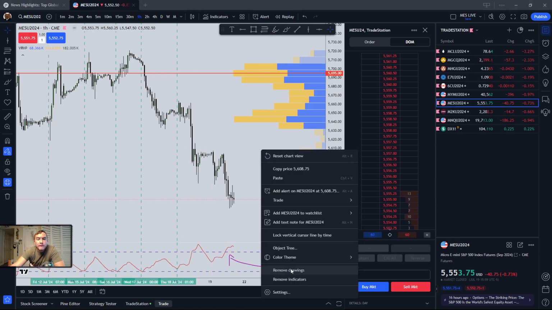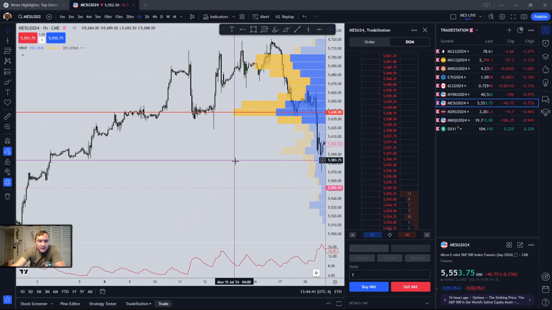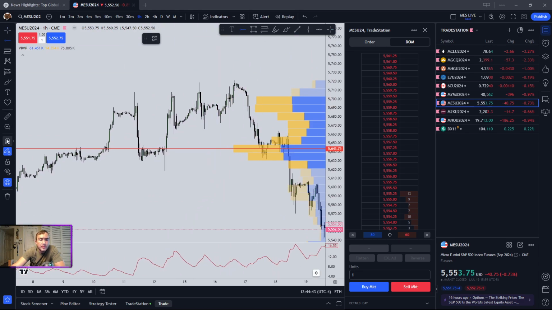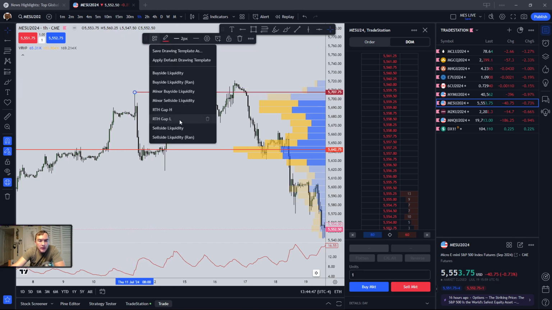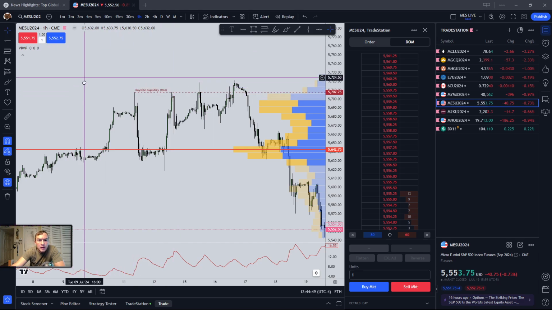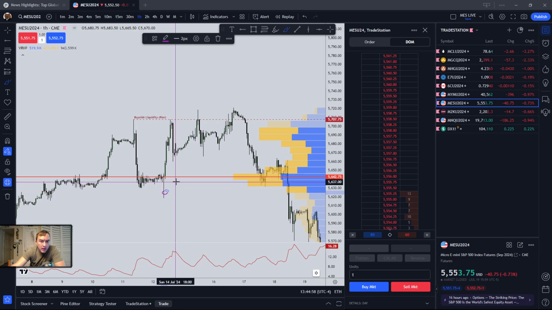Finally, I want to talk about some ICT patterns that you can incorporate into any system. The first is going to be the turtle soup pattern. And we saw a great example of this at the top side of the chart, guys. So one of ICT's patterns is a simple rejection of a prior high or a simple rejection of a prior low. We saw that here as well.